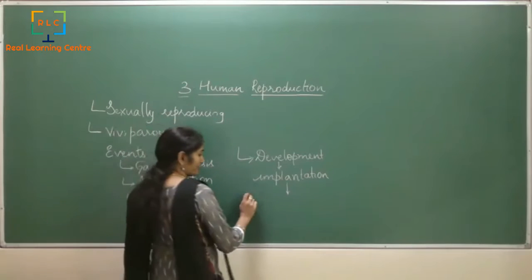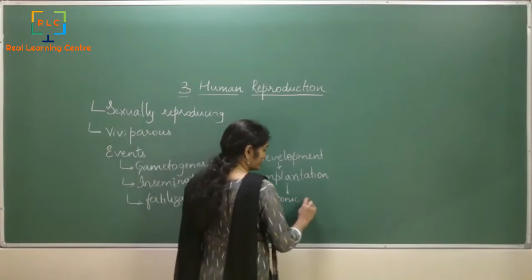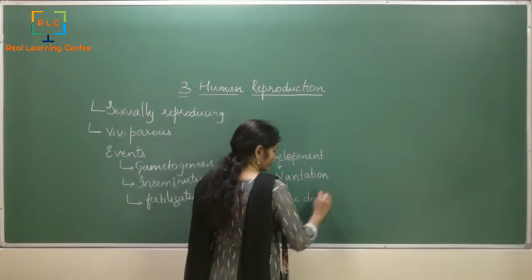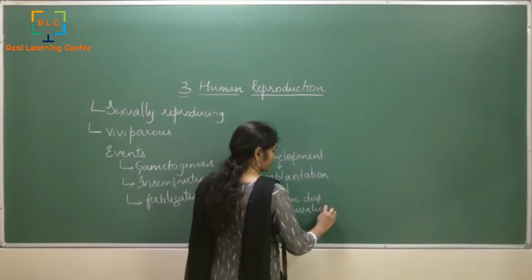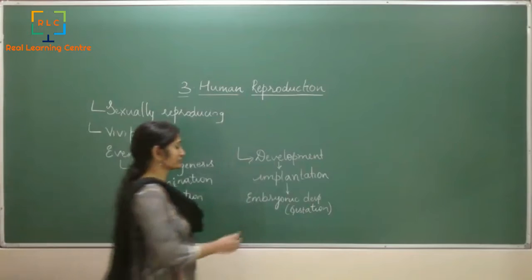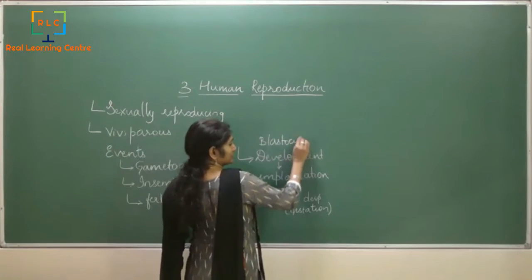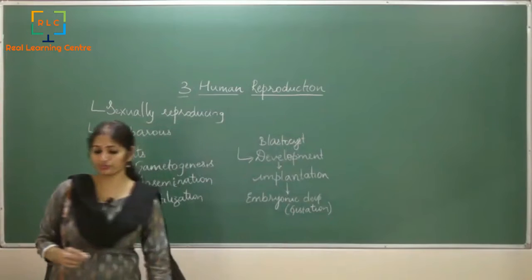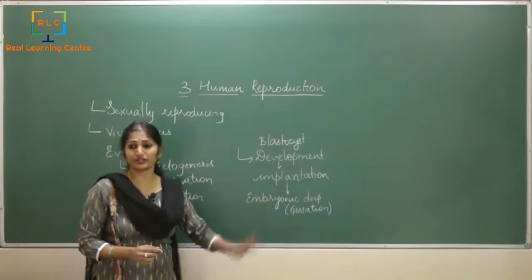okay? So we have the embryo that would develop, and this is what we call as the gestation, okay? This is what we call as the gestation. Now here this development, I would write it as the blastocyst development. This is the blastocyst development, and then we have this as the embryonic development.